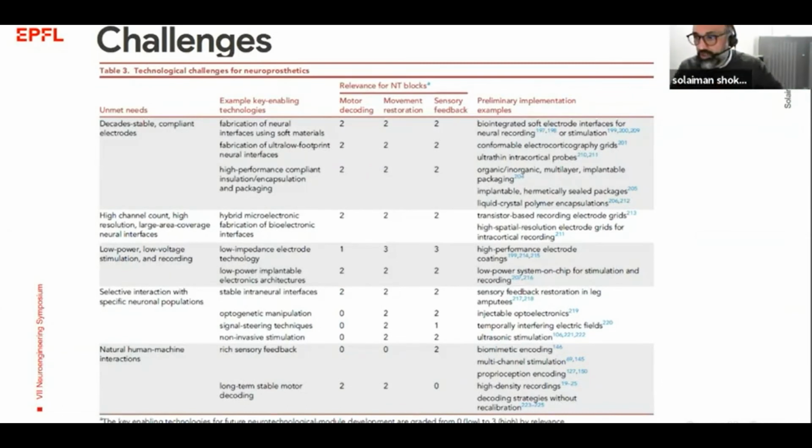Can somebody from the organization tell me how much time I have, so I know how much I can go into detail on the challenges? Do you have 3 more minutes?